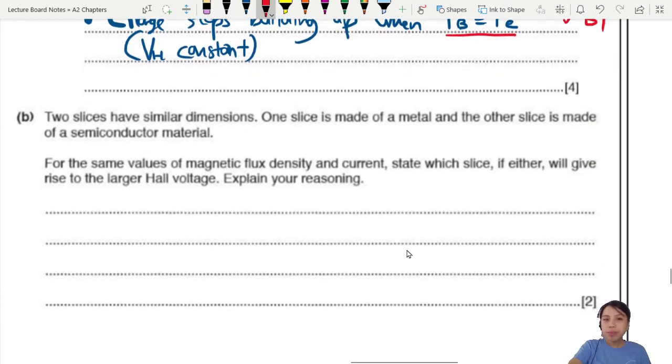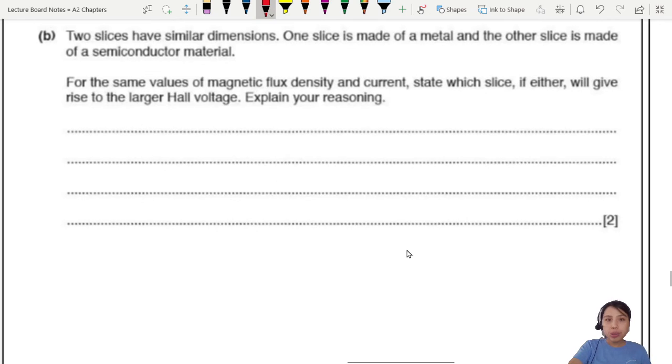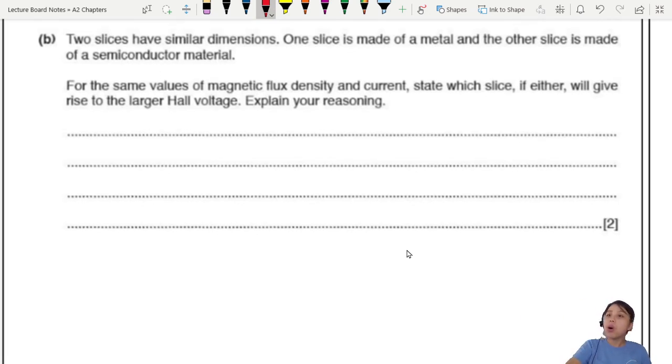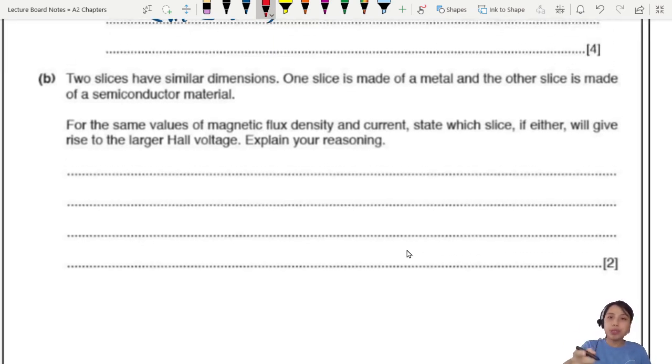Last one. Okay, 2 slices have similar dimensions. Oh, remember we talked about dimensions in the previous example? If we say similar dimensions, it means they have the same t. One is metal, the other is semiconductor material. Oh, different material. So what's the property of the material? n, number density, because n is a property of a material.